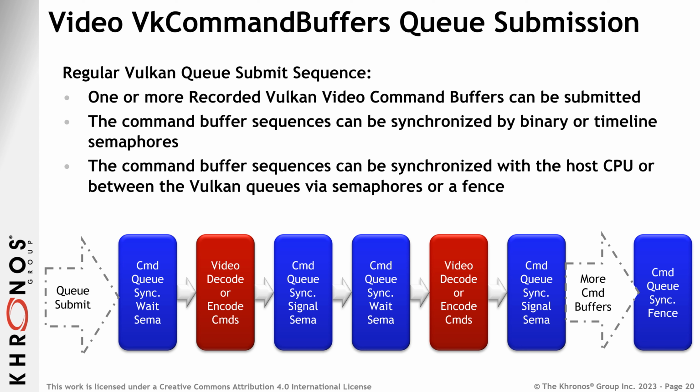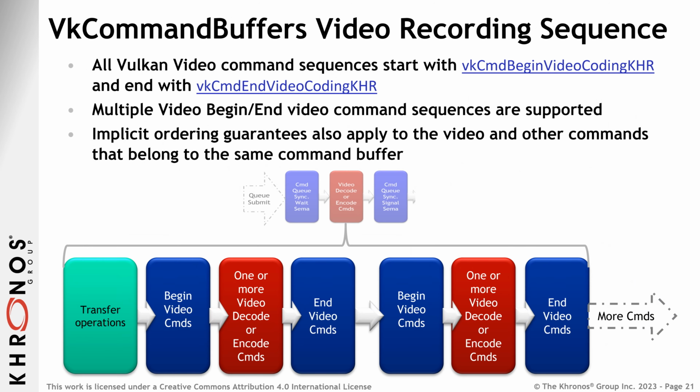One or more recorded Vulkan video command buffers can be submitted. The command buffer sequences can be synchronized by binary or timeline semaphores, and the command buffer sequences can be synchronized with the host CPU or between the Vulkan queues via semaphores or a fence. Let's now go a level down and look at the video decode and encode commands themselves.